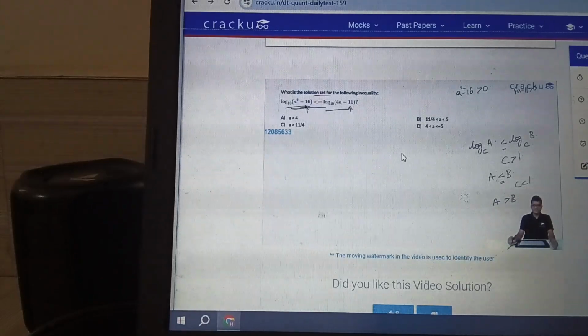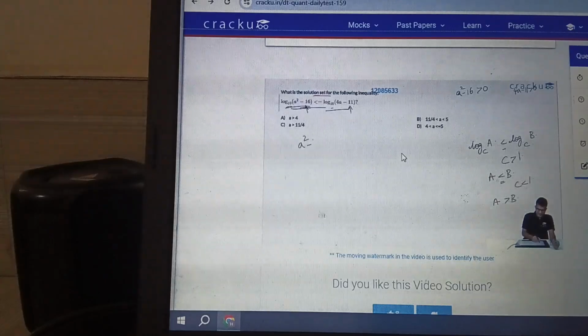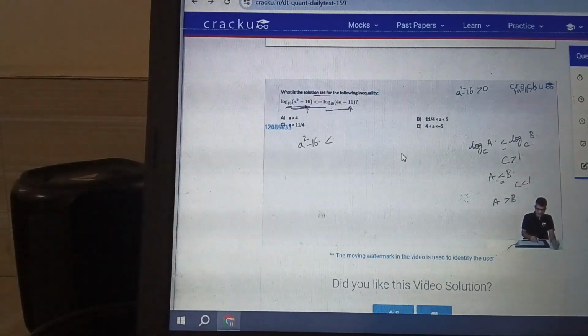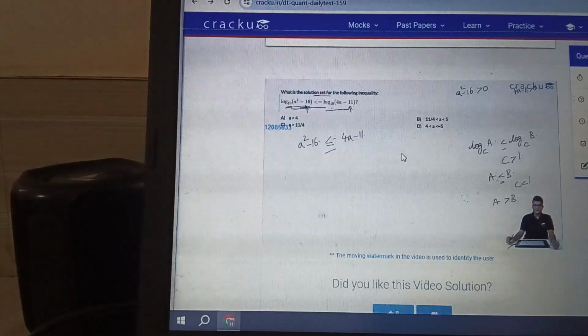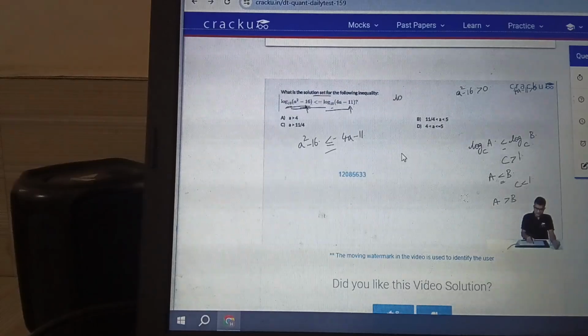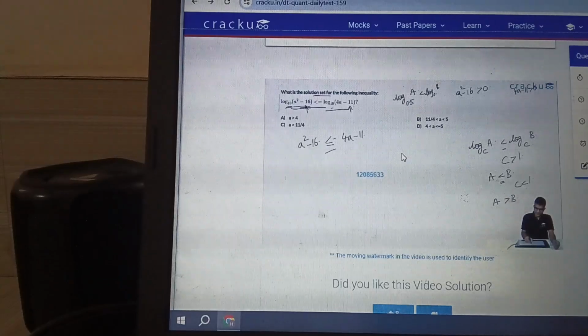Over here, we are given an inequality and the base is 10, which is greater than 1. So, if you are removing the logarithms, it would imply that a square minus 16 will be less than or equal to 4a minus 11. That is, the sign of the inequality does not change. But say in this particular inequality, if you are given log of a to the base 0.5 is less than log of b to the base 0.5, then it would imply that a is greater than b.